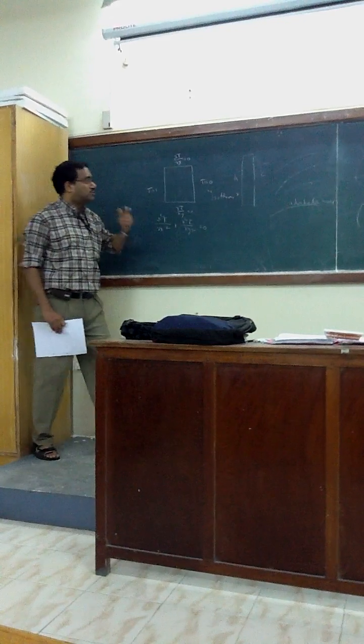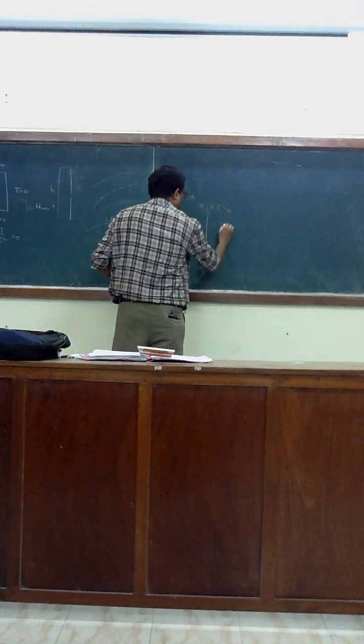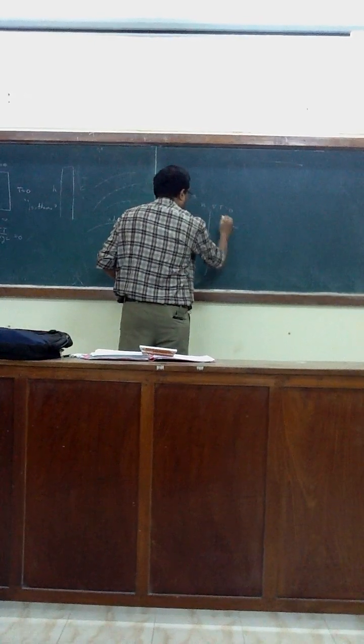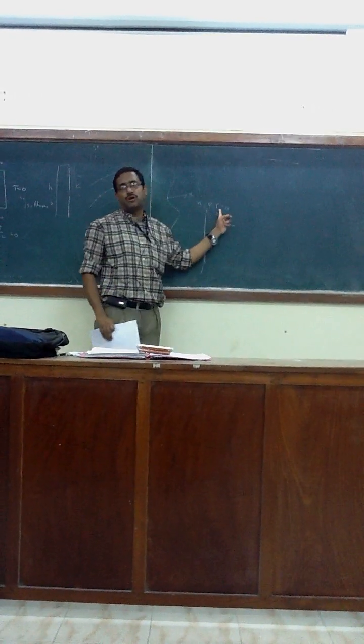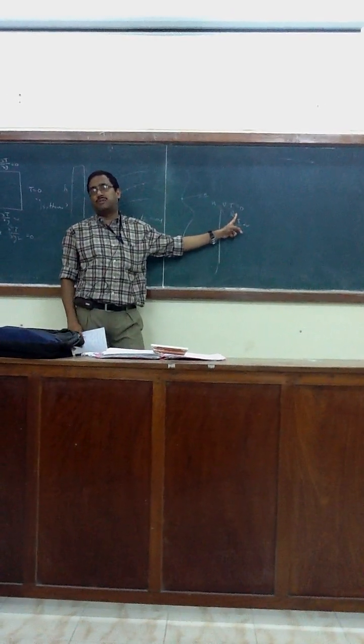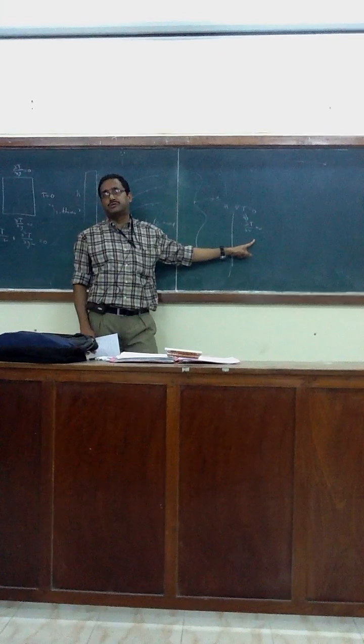n dot grad T equals 0. That means what? For example, if this is the wall, and ∂T/∂x equals 0, right? This will give ∂T because n bar will be e_x. grad T means ∂T/∂x e_x bar plus ∂T/∂y e_y bar. If you take the dot product, you will get ∂T/∂x equals 0.